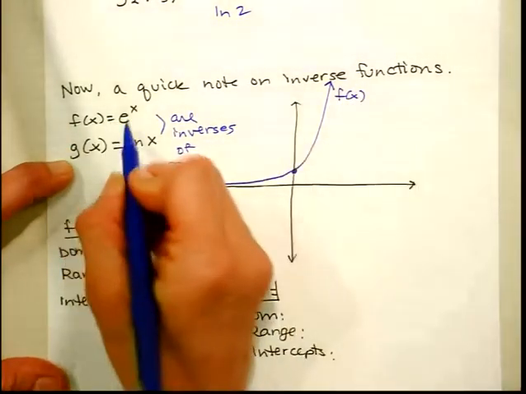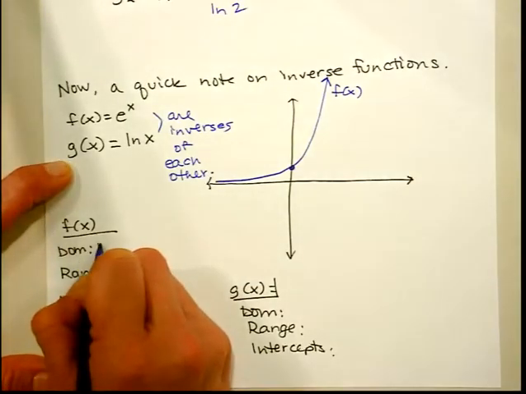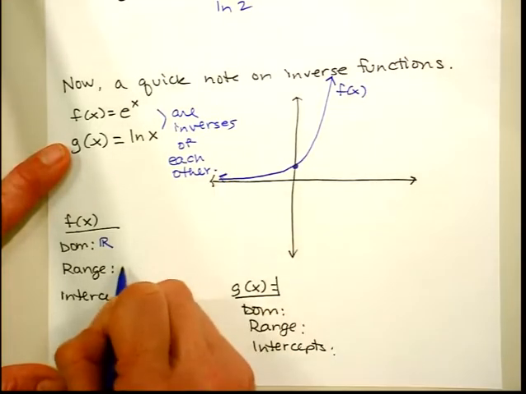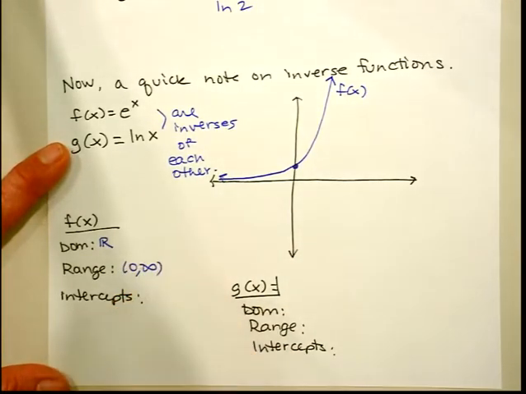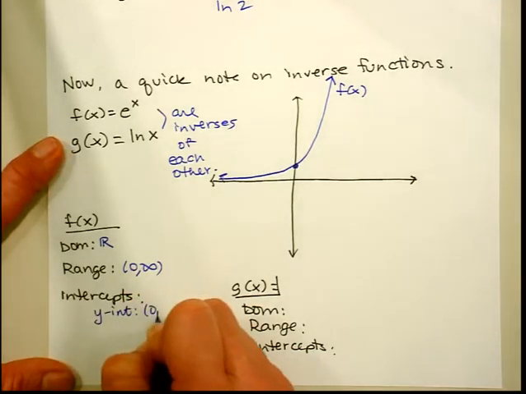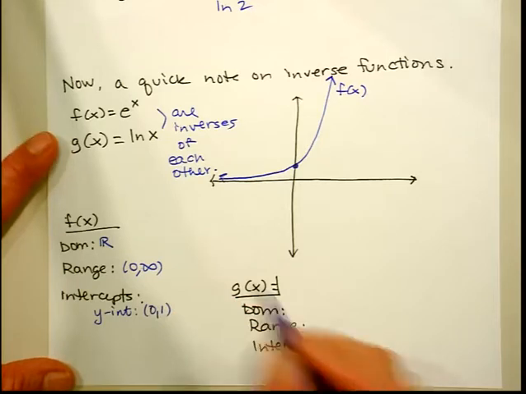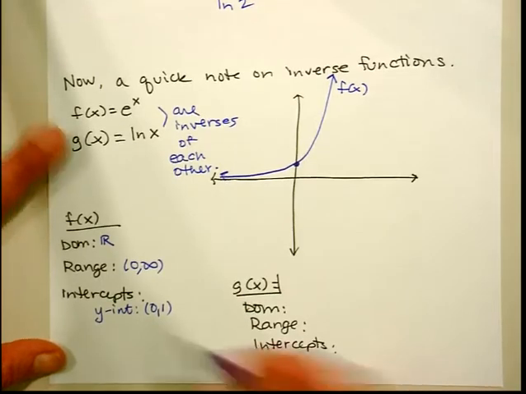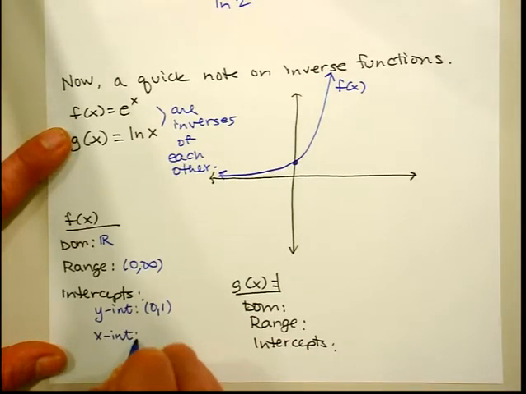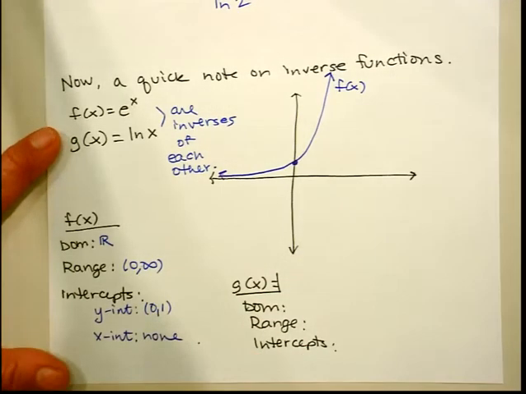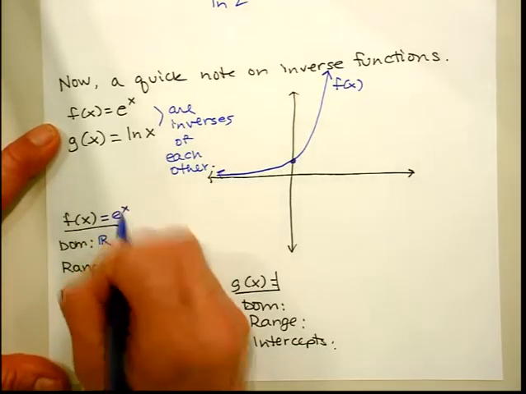Okay, so here's f of x, e to the x. What's the domain? Right, all real numbers. What's the range? What y values do we get out? Yep, 0 to infinity. And what kind of intercept do we have? Right, we have a y-intercept of 0, 1. So if you don't remember that, go back to the exponential chapter and look at how we graphed exponential functions. Okay, x-intercept, where does it cross the x-axis? Right, it doesn't. So that's all of our e to the x information.